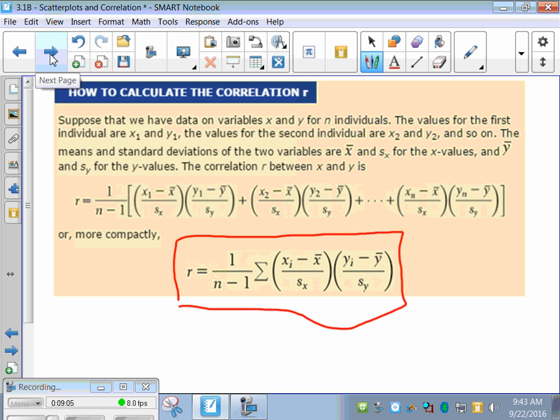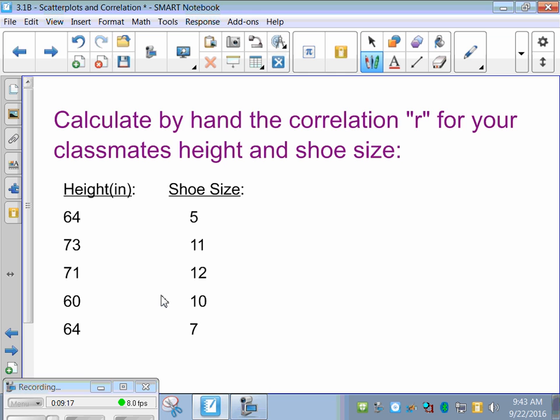This formula is on your AP test sheet, you guys, so you don't have to memorize this formula. You basically want to be able to find R and know what that formula means, so hopefully, just in case you have to do it, you can. So this is some people's height and shoe size from this class. I only picked 5 points because I don't want to do a million of these, just to show you how to do it.